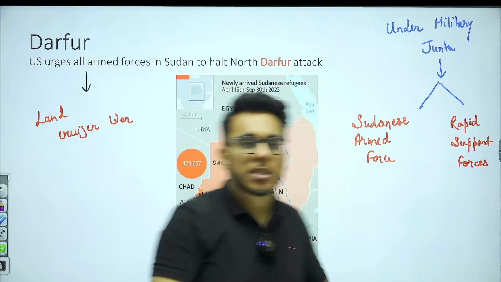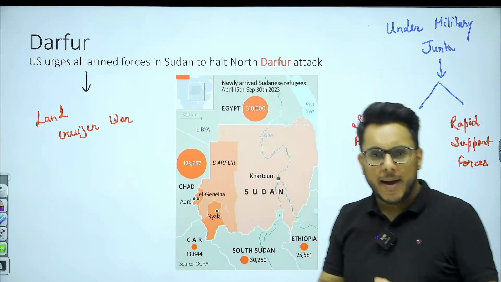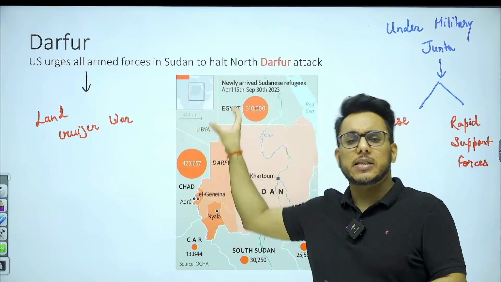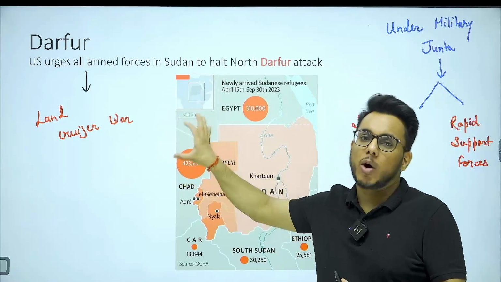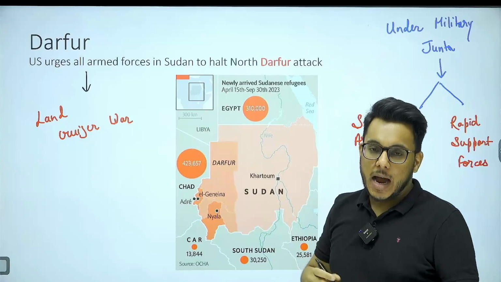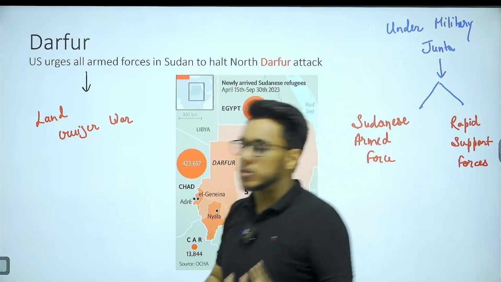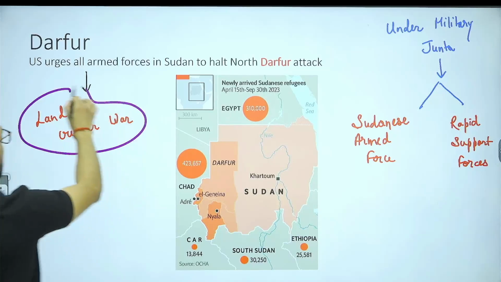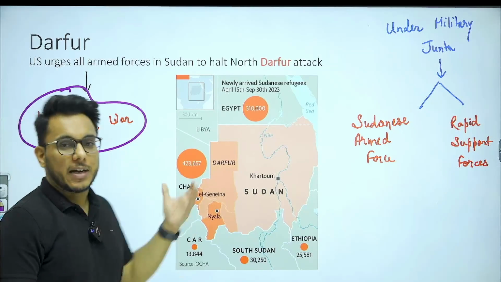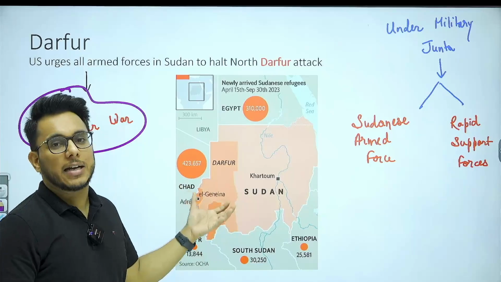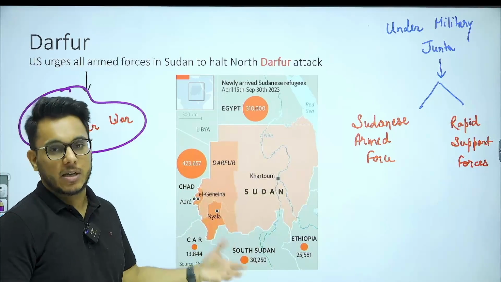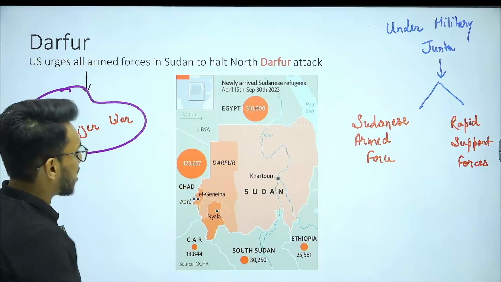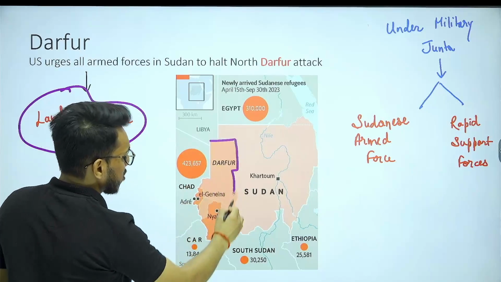Darfur region again is in news. By the way, in the Darfur region, since the 2000s, there has been an on-and-off conflict going on. It is also popularly the region where the Land Cruiser war was fought. Okay, so the Darfur war, the Land Cruiser war, was fought in the early 2000s in this area. This Darfur region is a territory in Sudan.